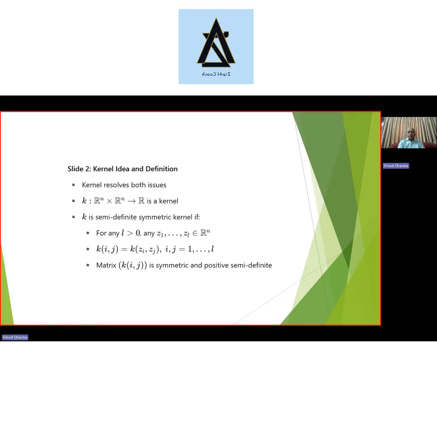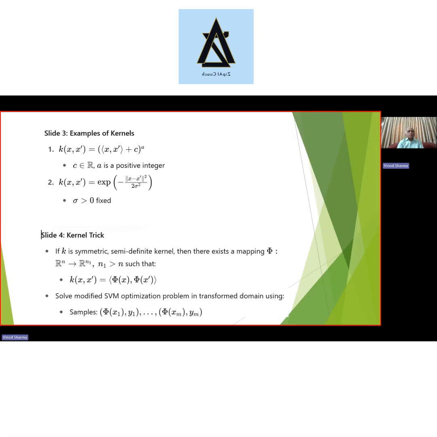Well, you may ask, this seems like a very strong assumption, but there are very nice examples which satisfy this. Suppose you take k(x, x prime) as the inner product of x and x prime plus c, raised to power a, where c is a real number and a is a positive integer. We can say that it is satisfying all the conditions required.